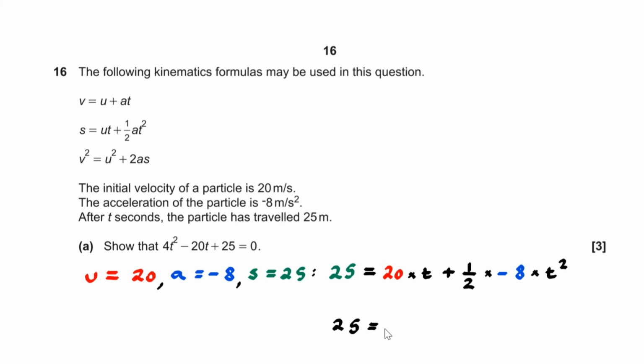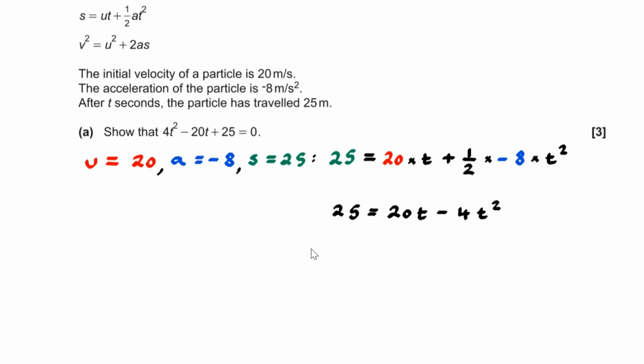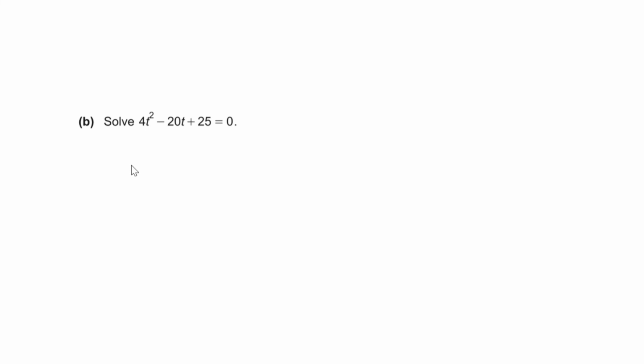25 equals 20t minus 4t squared, and if we take everything over to one side, we can therefore conclude 4t squared minus 20t plus 25 equals 0, and that's exactly what we wanted to show. Now for part B, we have to solve 4t squared minus 20t plus 25 equals 0.